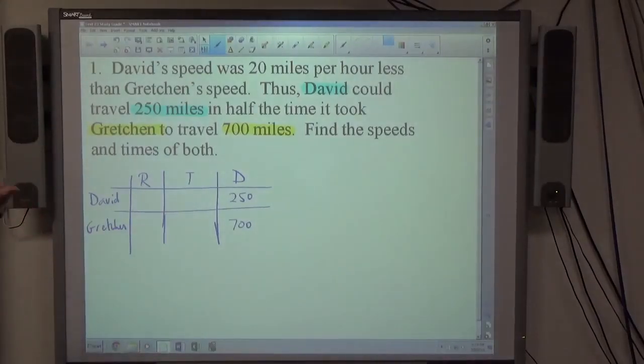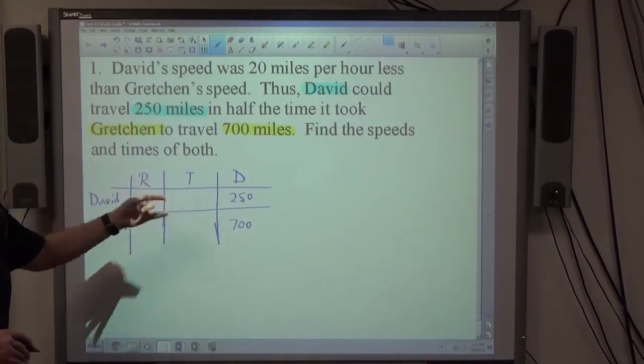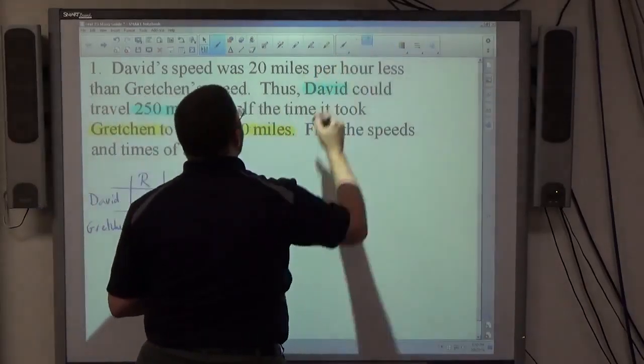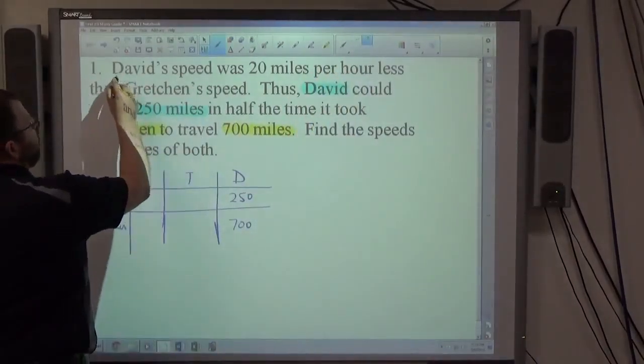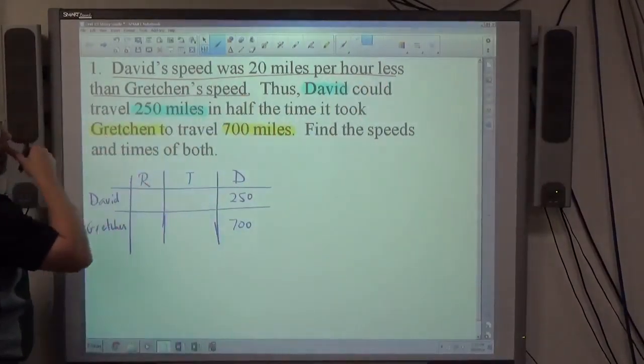Once I see the distances are known, I'm going to use a variable to represent rates, a variable to represent times. If they happen to give me a specific rate or time, that's great. I'll use a variable for the other one, but usually they have relationships between the two. So if we look at the rate first, David's speed was 20 miles per hour less than Gretchen's speed. So let's start with that.